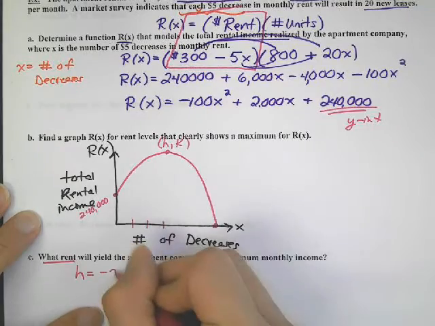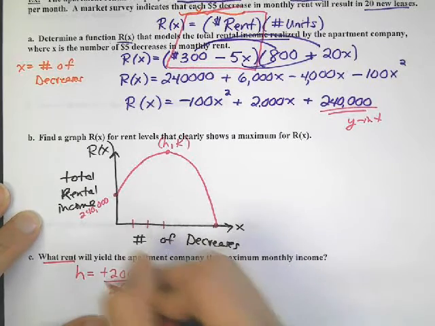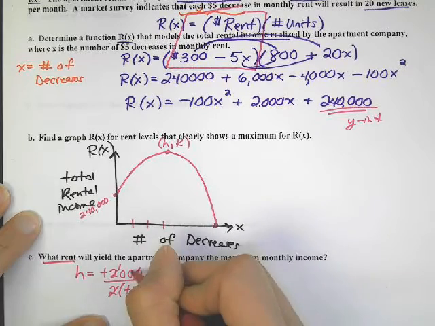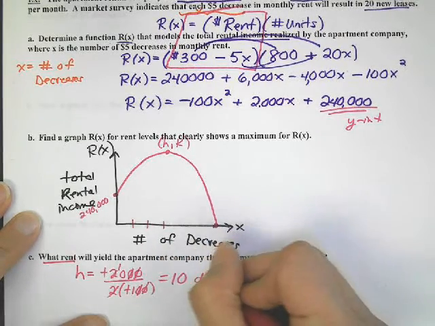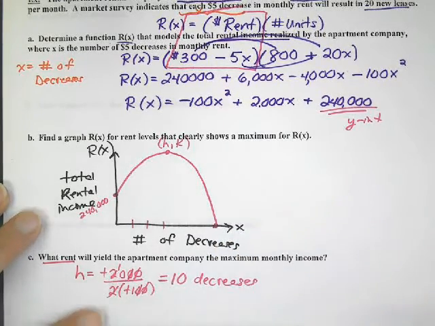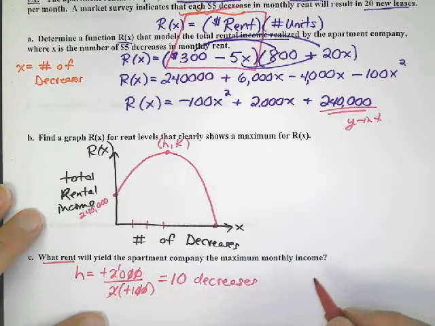Negative B is negative 2,000 over 2A, which is negative 100. Negatives cancel, the 2's cancel, and the zeros cancel, so the answer is 10. That's 10 decreases. Okay, now hang on, I haven't answered the question yet. What rent will give them the maximum monthly income?